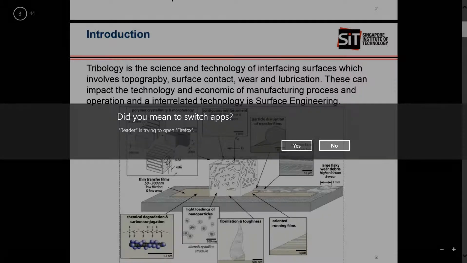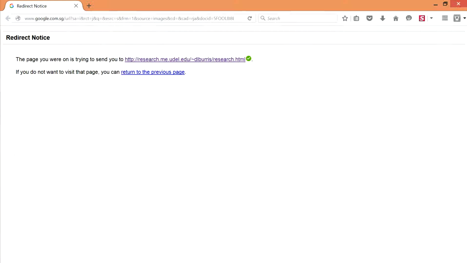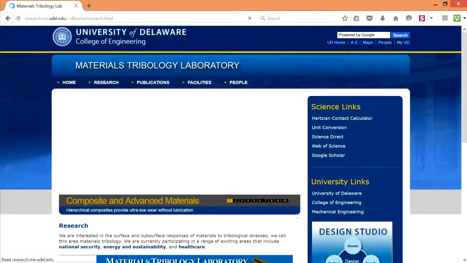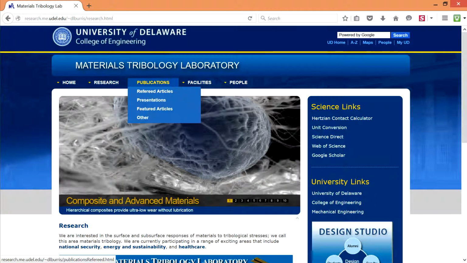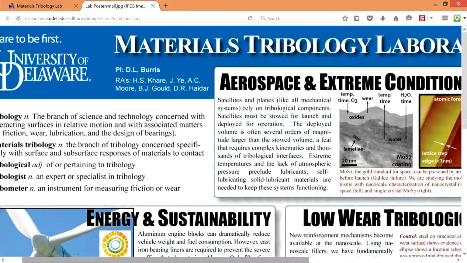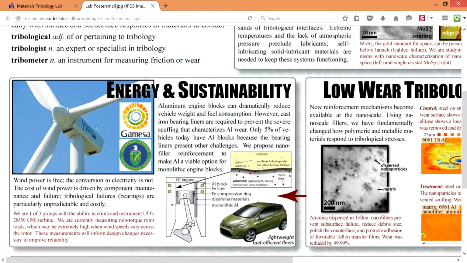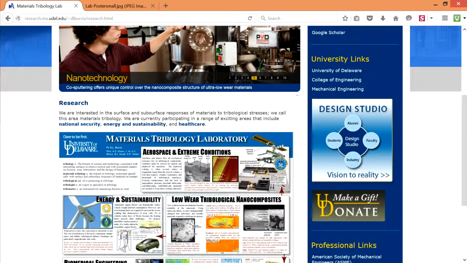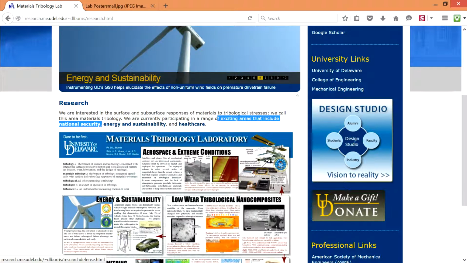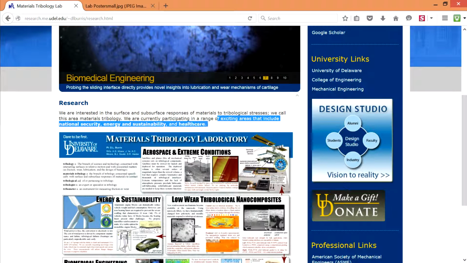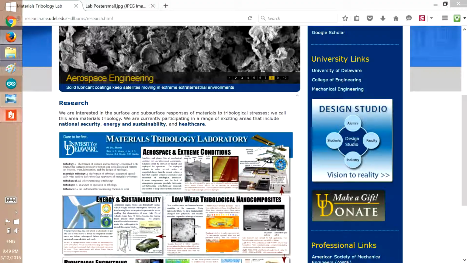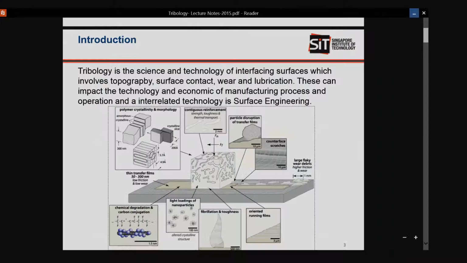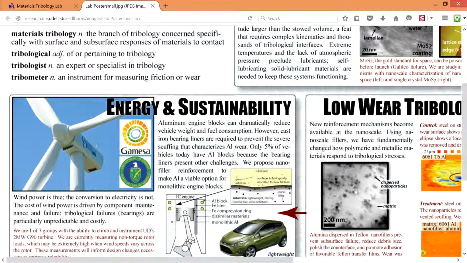So if I were to press this link, I can go towards something. I'll be given this, and I'll just click this link and go into this website from the University of Delaware. And if I were to press this picture, it'll show us what exactly tribology is. And in tribology, what are the applications also? It can actually go into very areas like national security, energy and sustainability, and healthcare. So you may feel this is very boring, but I just want to highlight certain things that are trying to expose you to certain understanding.